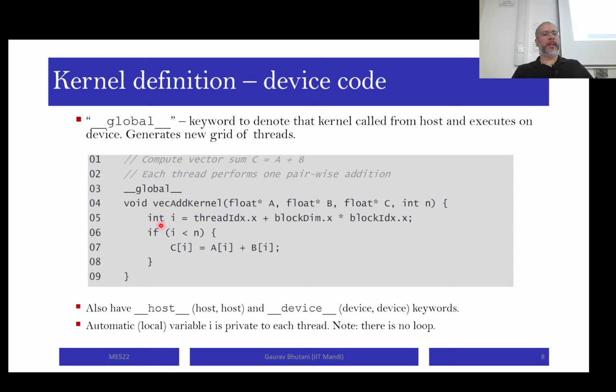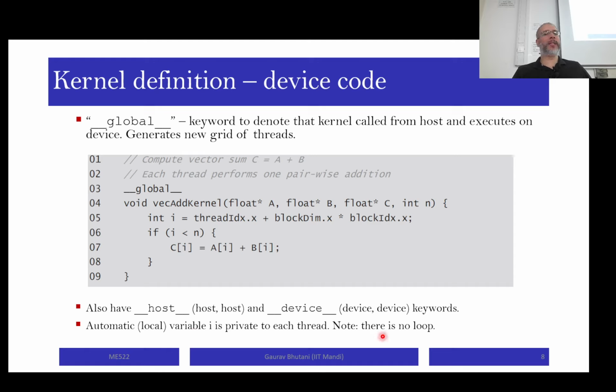So if you have a variable being defined inside a kernel function, then that variable becomes private. We call it an automatic variable or a local variable. I'll tell you why it is called a local variable, because there's an idea of local memory. But anyway, it's called an automatic variable, which is private to each thread when it is included in the kernel definition.